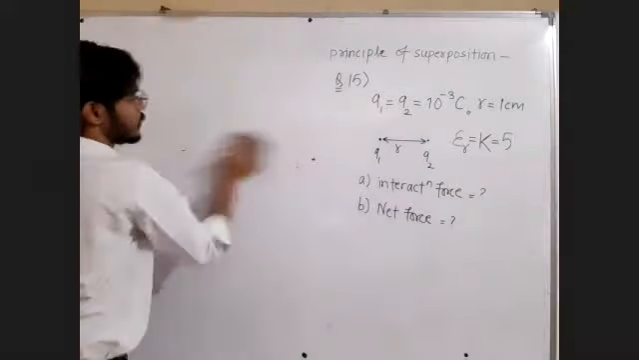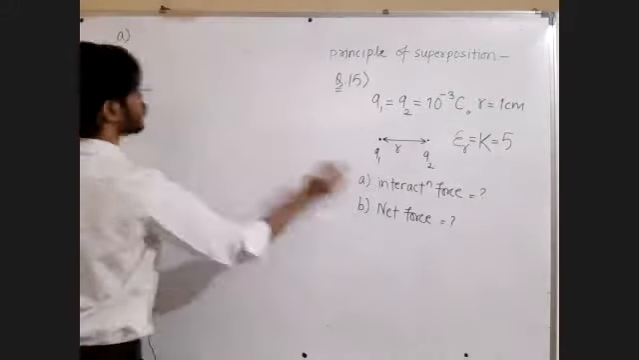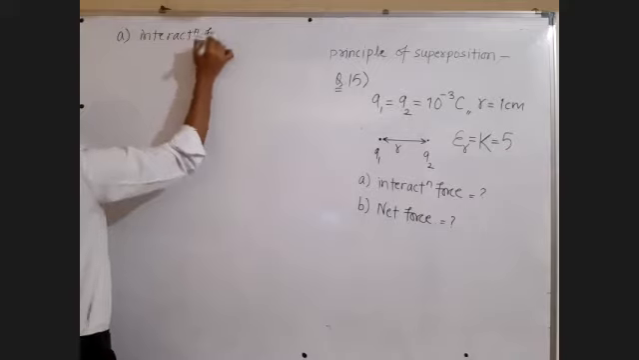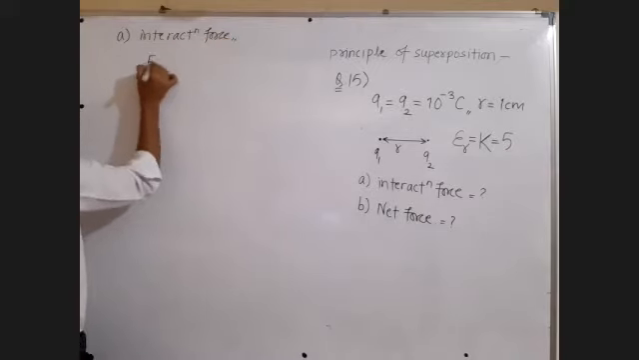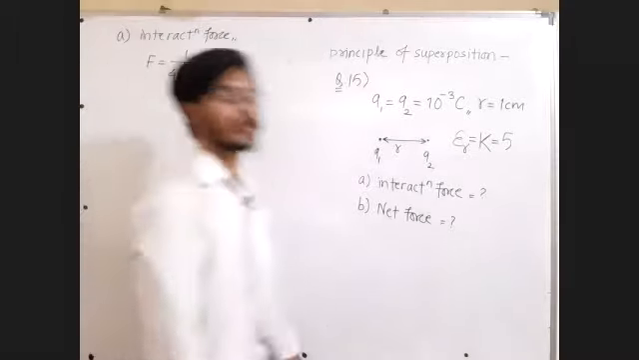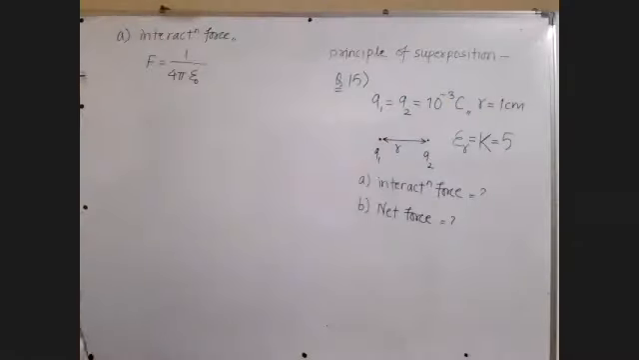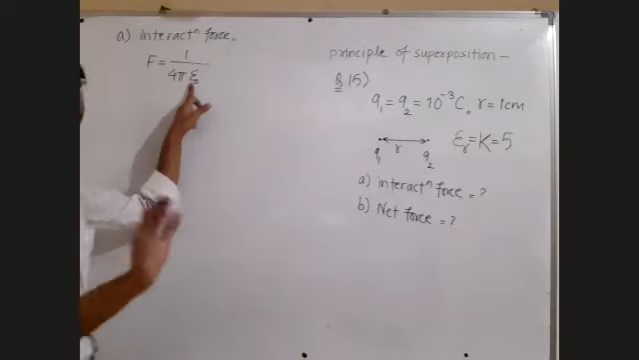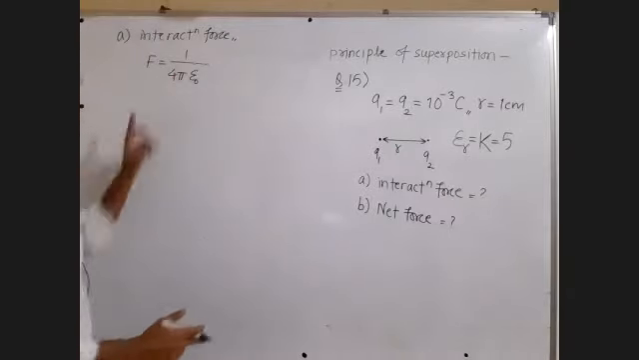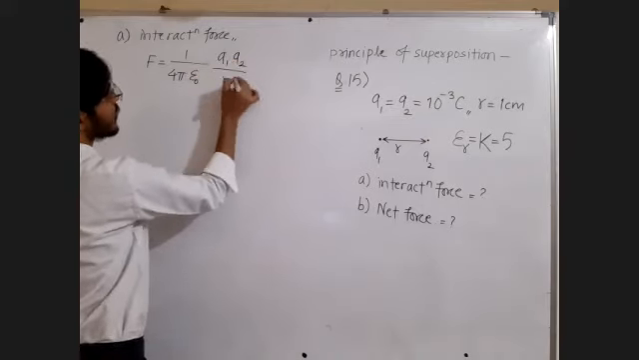Now let us try to find out the answer. Answer of bit number A. Just keep on writing along with me. The interaction force. Write down. When you are asked interaction force, F is equal to 1 upon 4 pi epsilon 0, assuming that there is vacuum. There is no medium. So you will not write epsilon, we will write epsilon 0, 1 upon 4 pi epsilon 0. We will assume that there is vacuum for interaction force, into Q1 Q2 upon R square.